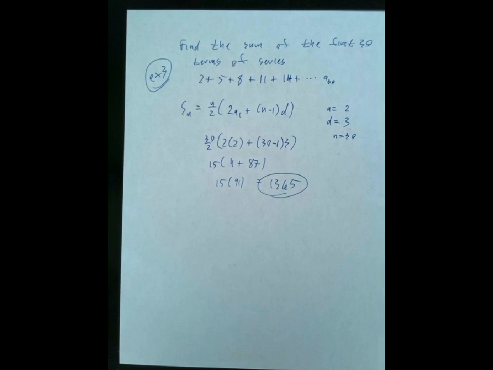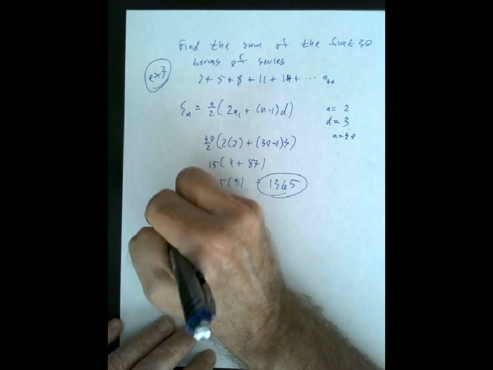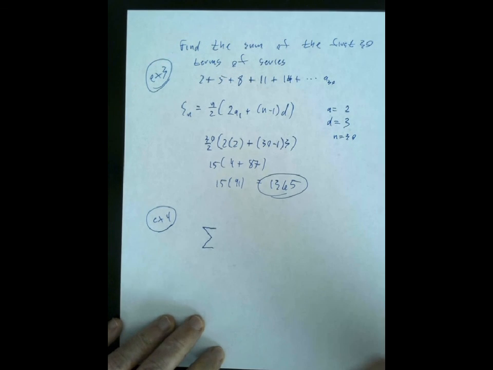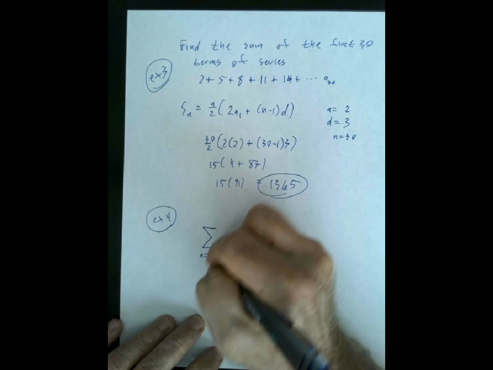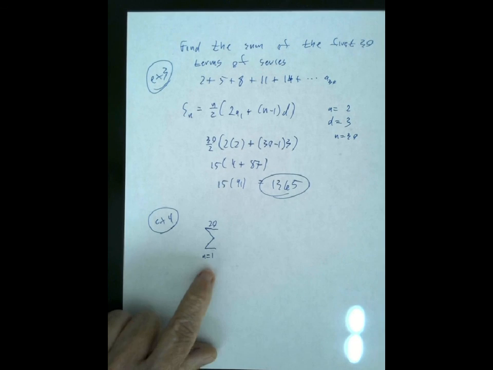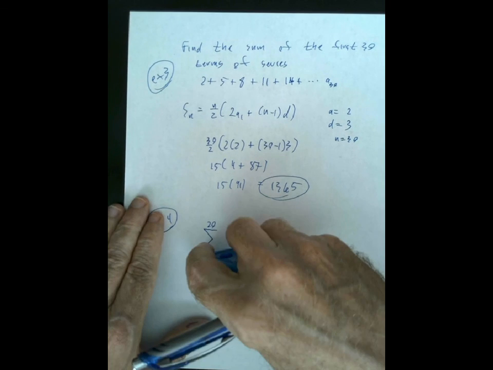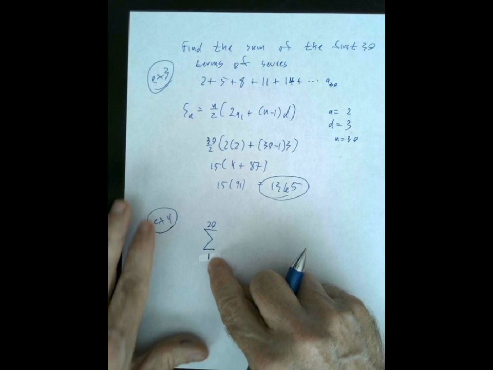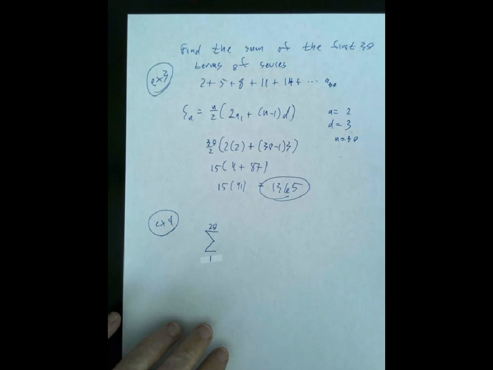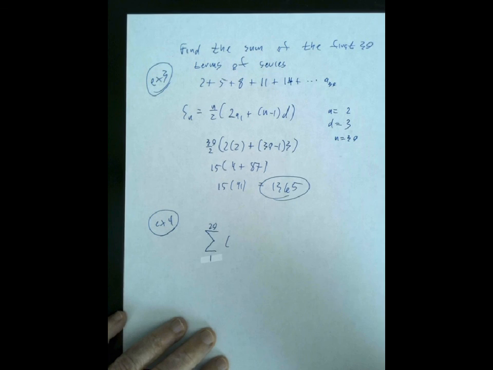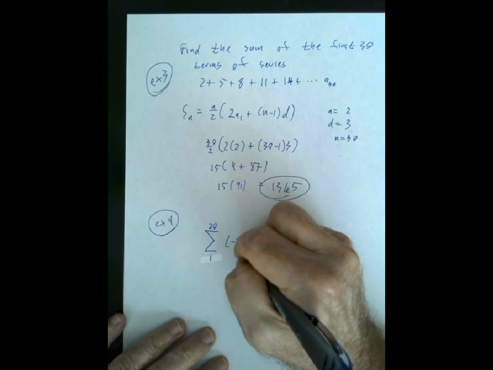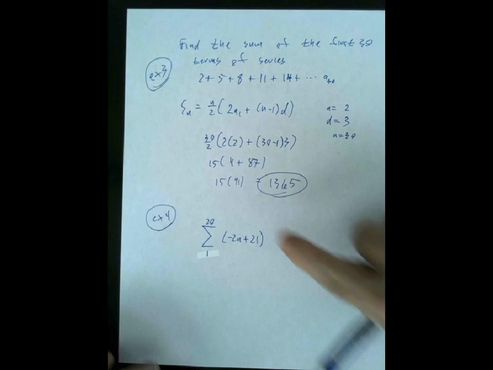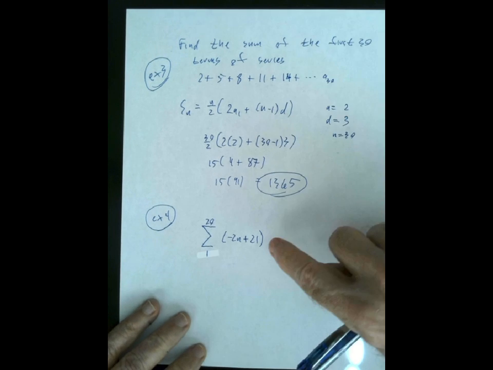Now here's another version of this. Find the sum. They might give you the series in sigma notation like this, okay? n is equal to 1 up to 20. A lot of times I don't bother with the n equal to because that's understood, so I'm just going to put 1 here. That means n goes from 1 up to 20 of negative 2n plus 21, right? And we're supposed to find the sum of this series. So here's a series again, but it's written in sigma notation.